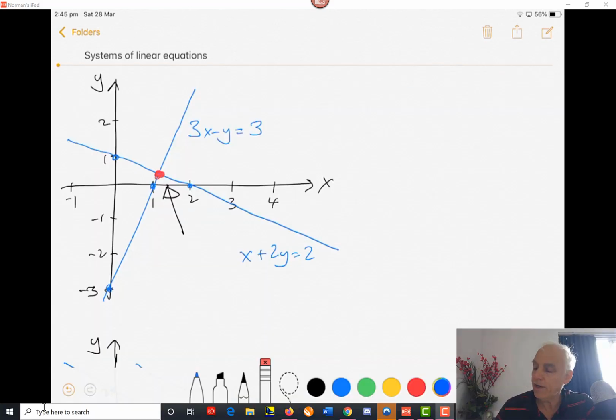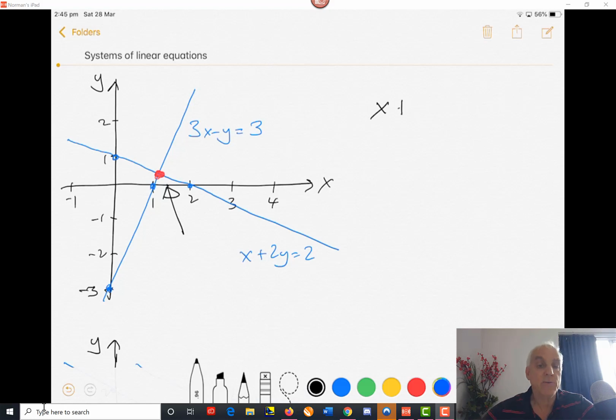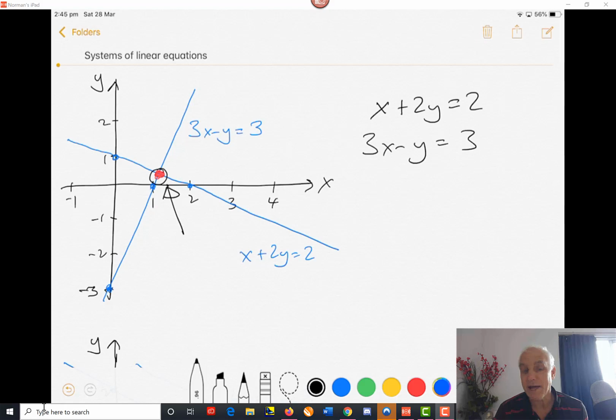Okay, so here is the xy plane, and we have two lines. One of them is given by the equation x plus 2y equals 2, and the other one is 3x minus y equals 3. And what we want to do is find this common point of intersection, or the meet of these two lines. And that, of course, is finding the point xy that satisfies both the equations.